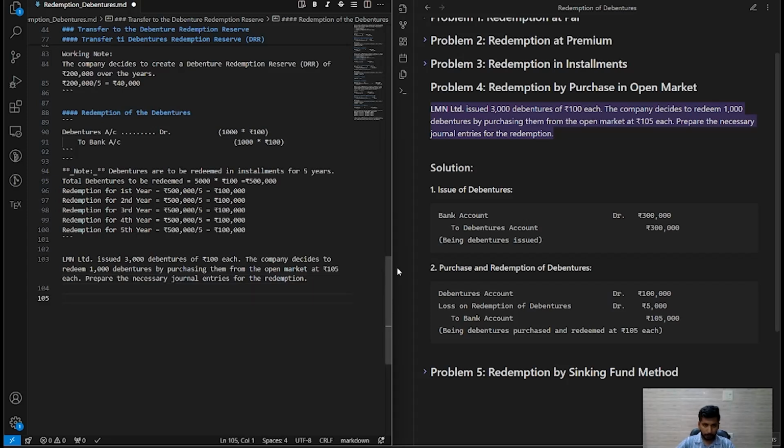In that case, first thing will be issue of debentures. That is bank account debit to debentures. How much? 3,000 into 100.